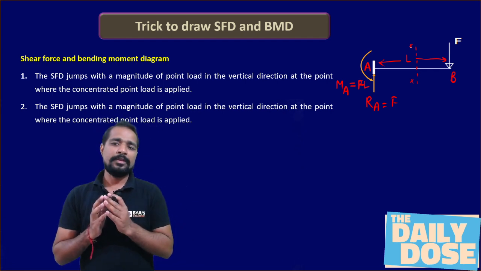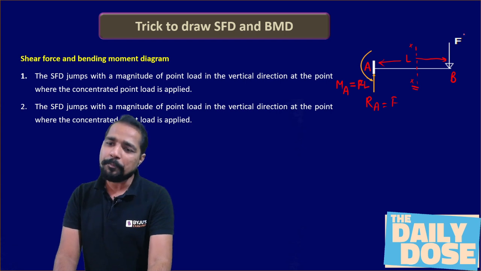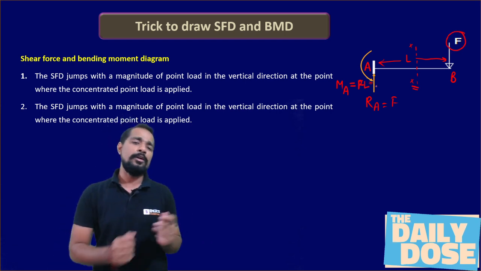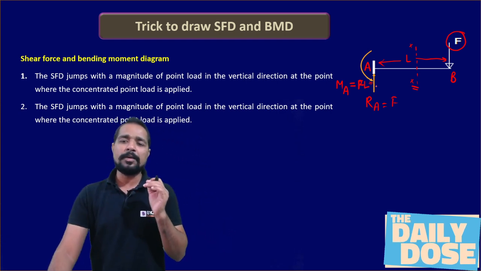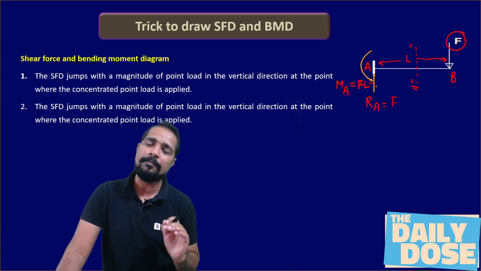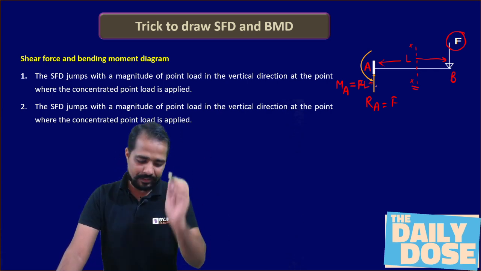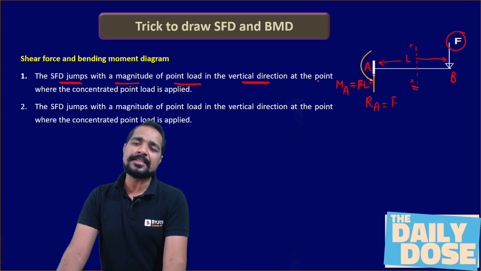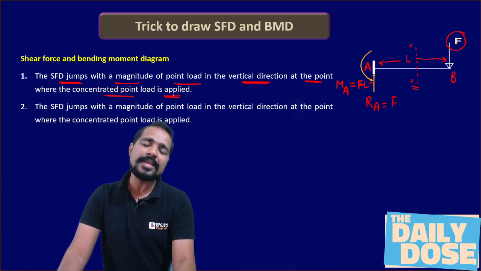But there are some points, some section जहां पे point load या फिर point moment already लगा होगा. What will be the condition at that point? First of all, you must know what is the behavior of the shear force and bending moment under the point load and point moment respectively. Like SFD jump with the magnitude of the point load in the vertical direction at the point where the concentrated point load is applied, my dear.